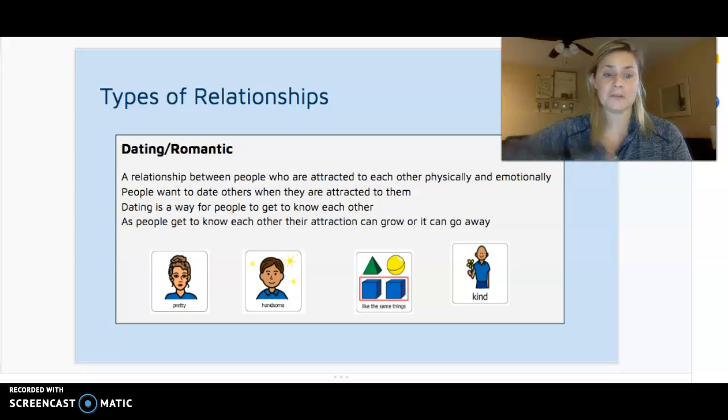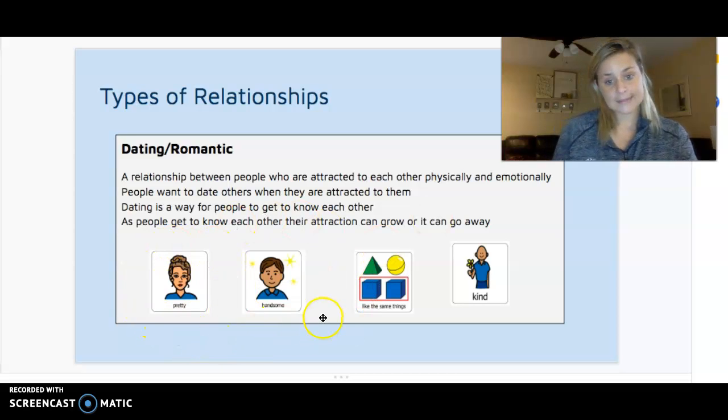This means that they're more than friends, and they are not part of your family. So a relationship is between people who are attracted to each other, either physically or emotionally. Physically would mean that someone looks at the other person and thinks they are pretty or handsome or cute. So they are physically attracted to them.